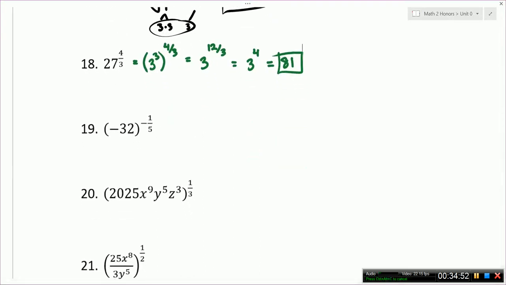Number 19. Notice we have a negative number, 32 here, and a negative exponent, that 1/5. It's okay to have a negative number. It's not okay to have a negative exponent. So the negative number stays negative. Nothing's going to change that. But the negative exponent we can make positive. I'm going to rewrite this as 1 over negative 32 to the power of 1/5.